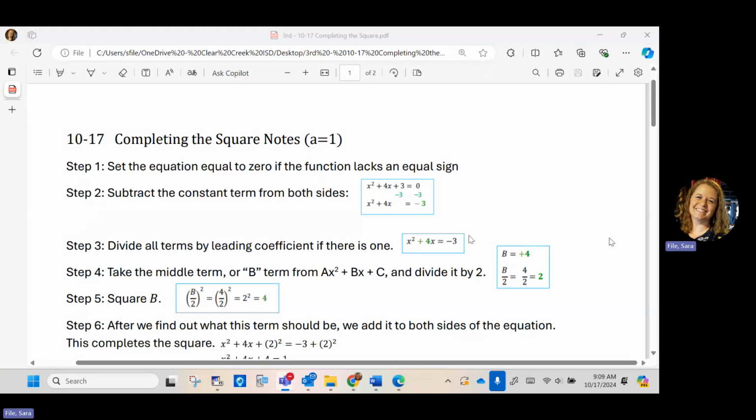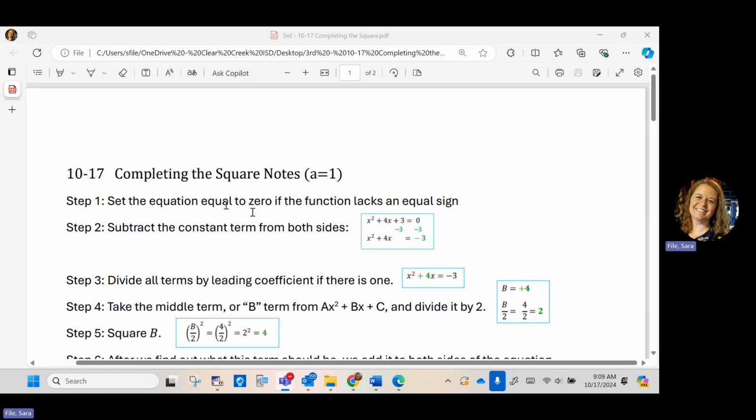We're going to be able to do a process called completing the square. So for completing the square, the whole goal of this, here are the steps listed out. We're going to go through those in just a second. But let's understand why we would be completing the square. What's the purpose?